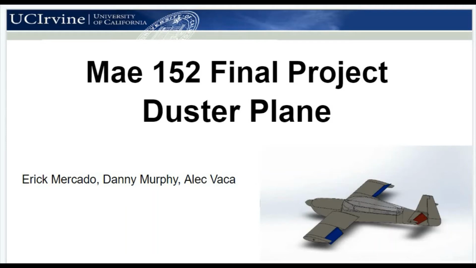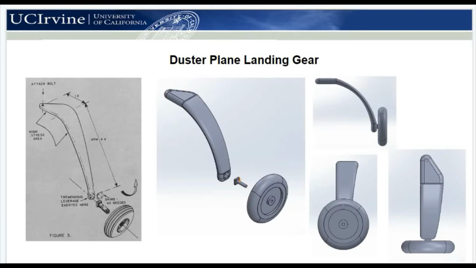For our MAE 152 project, we decided to perform a variety of studies on components of a scale model we call Duster Plane. Currently, the Labor Research Group on campus is using the following CAD model to 3D print a plane and conduct experiments inside a wind tunnel. The first part we did a study on was a steel strut landing gear.